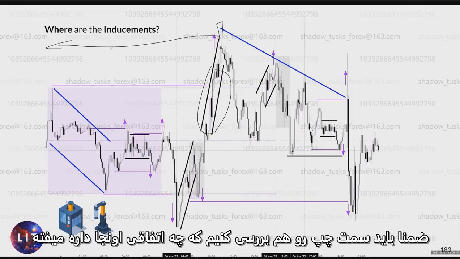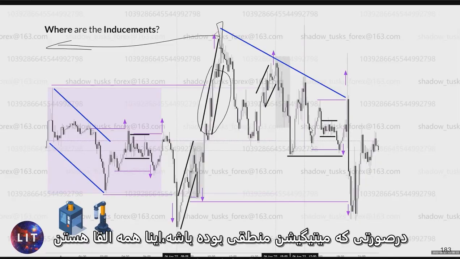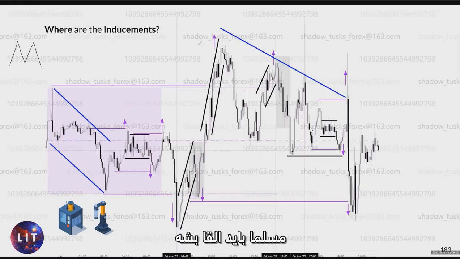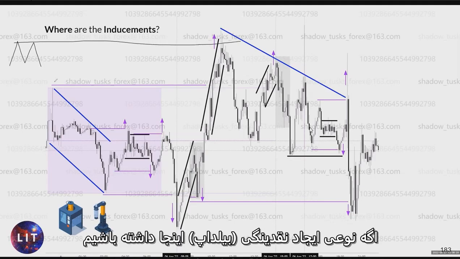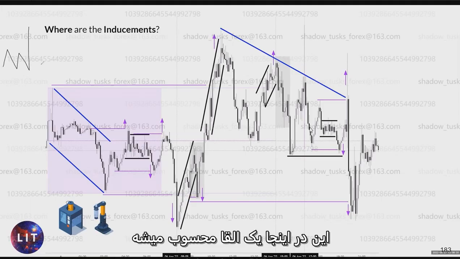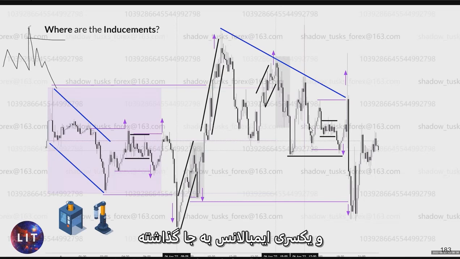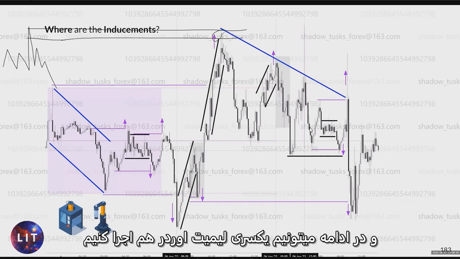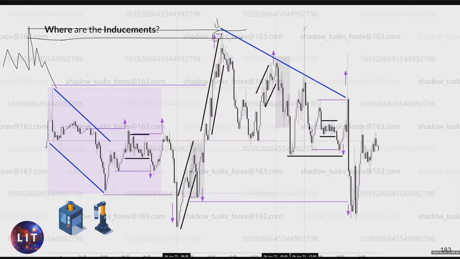We have to look to the left also, what's going on in there. If a mitigation would have made sense there, or an inducement. So let's say just having equal highs in here, right? Of course, that should be induced. If we have something like some sort of liquidity build up in here, that's an inducement in here. And that left some imbalances. Of course, that could make perfect sense for mitigation here. Then we can even run limit orders later on as well. We will dig into it.